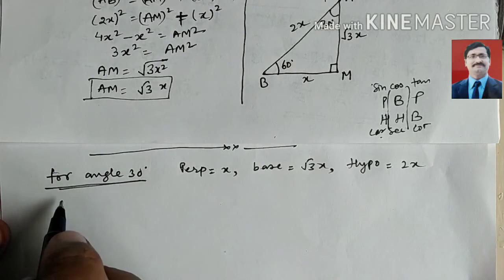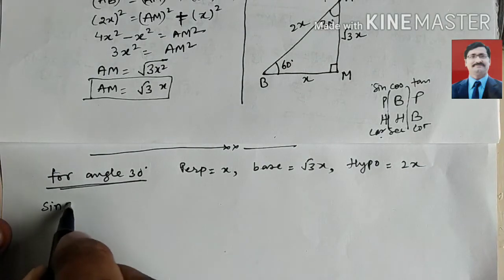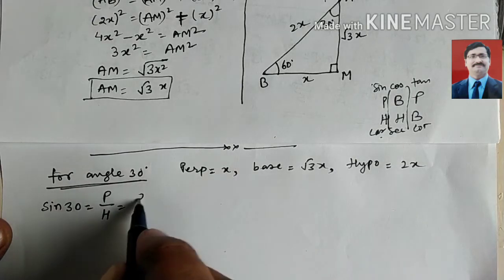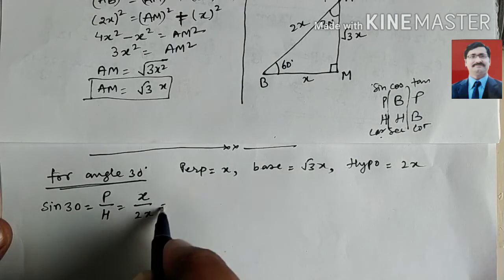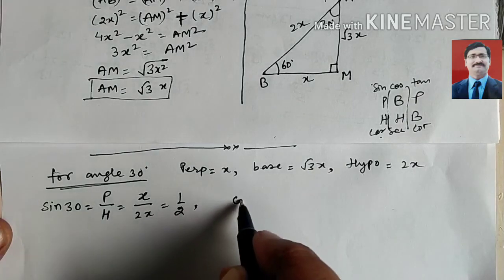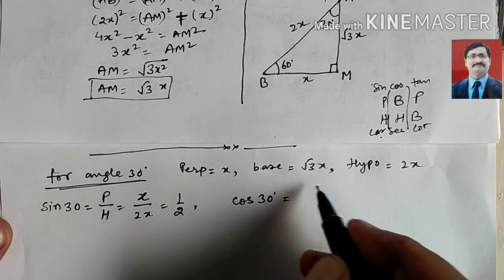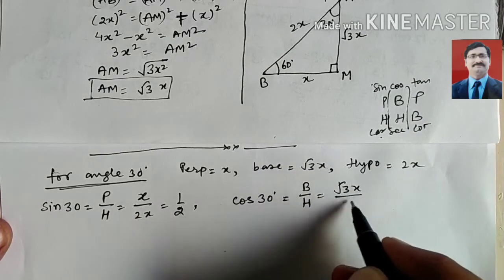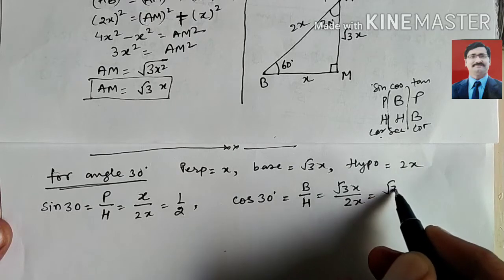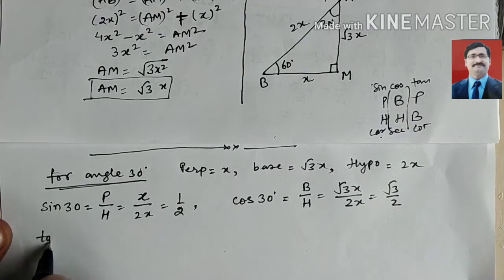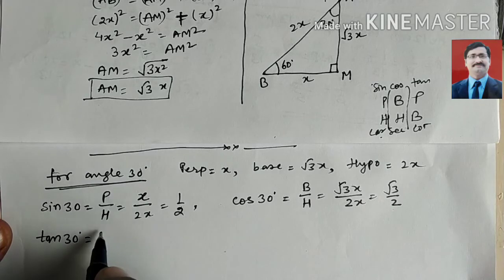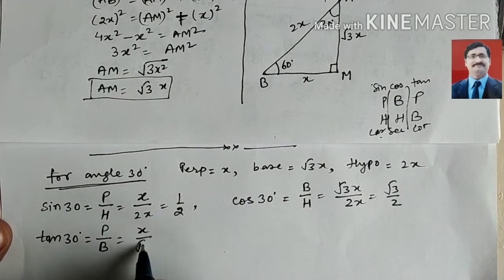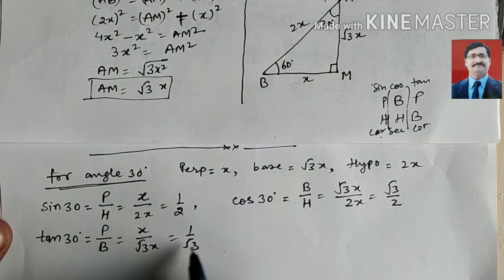Okay, so here also you have to find sine 30. Sine 30 is perpendicular upon hypotenuse. Perpendicular is x and hypotenuse is 2x, so you get here 1 upon 2. And cos 30 you have to find. Cos 30 is base upon hypotenuse. Base is root 3 x and hypotenuse is 2x, so you get root 3 upon 2. Now tan 30 is perpendicular upon base. Perpendicular is x and base is root 3 x, so you get 1 upon root 3.